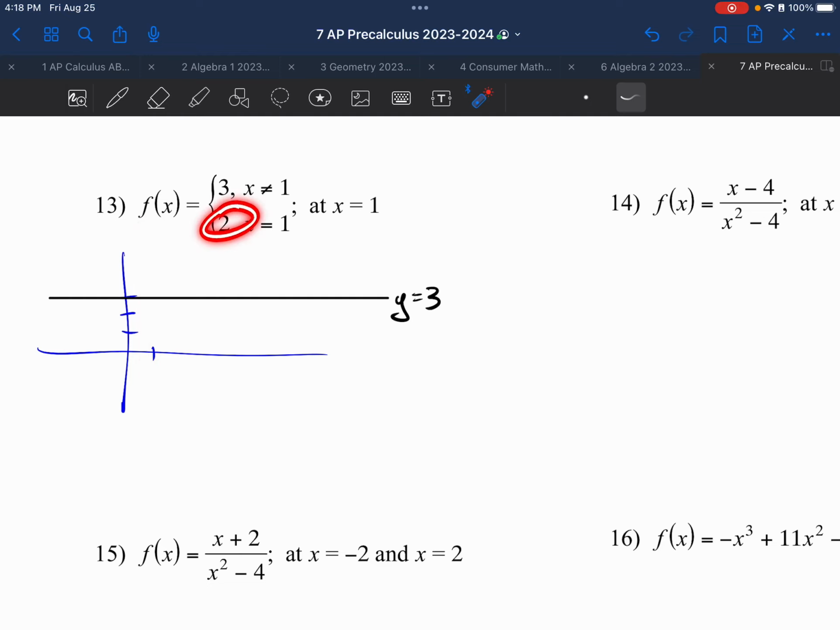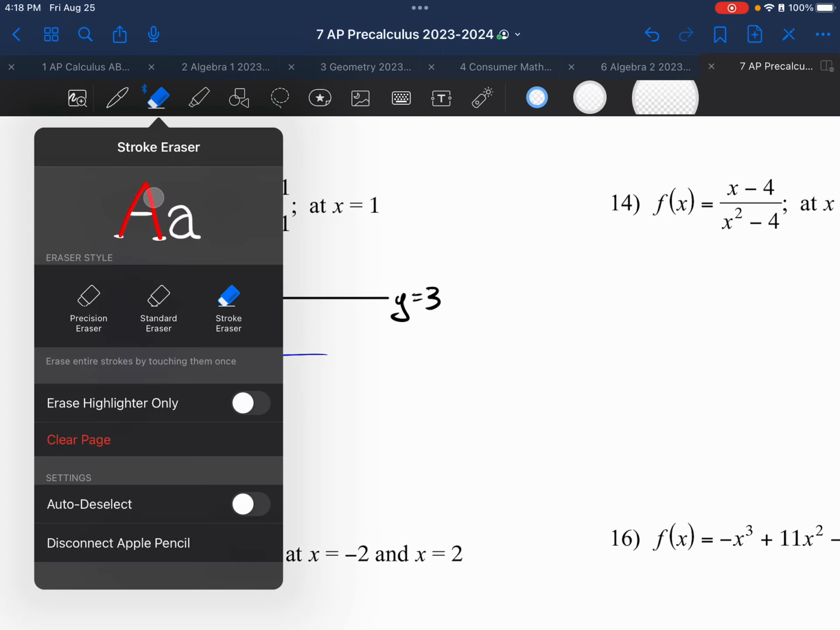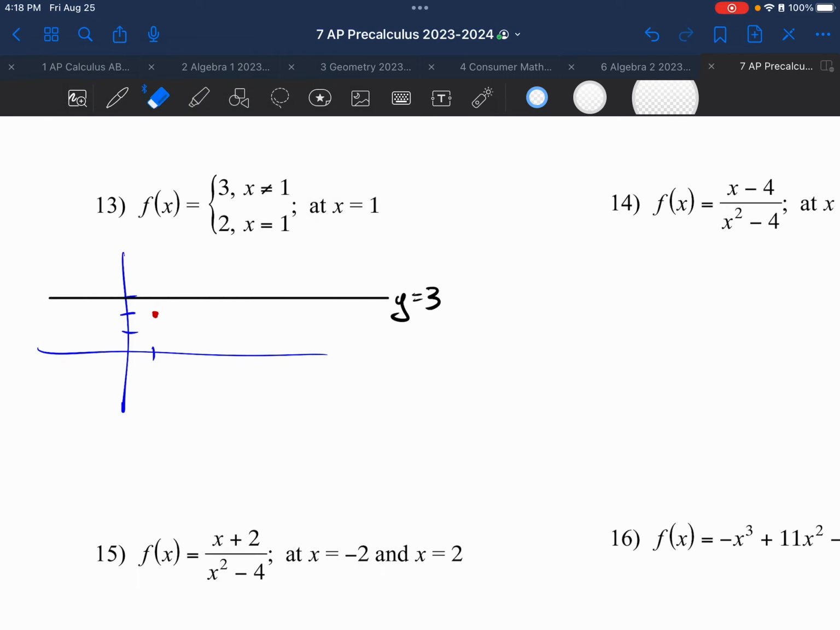We're at a height of 2, so I'm going to graph this point right here, this height of 2. And it says, hey, when I'm at 1, I am at 2. So what I have to do here is come to my precision eraser and erase you and say, we really have a big point here, and then as I get closer and closer to that point, I'm at 3. So this is the graph of what's really happening.